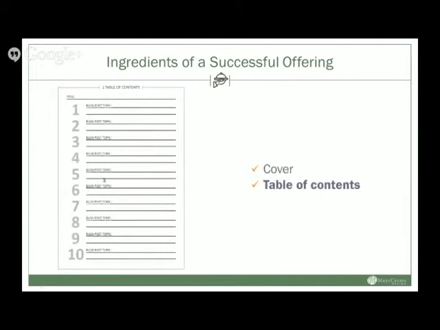The next thing that I'm going to have in my book is a table of contents, because it is a book. And each one of these items is going to link out to the topic.